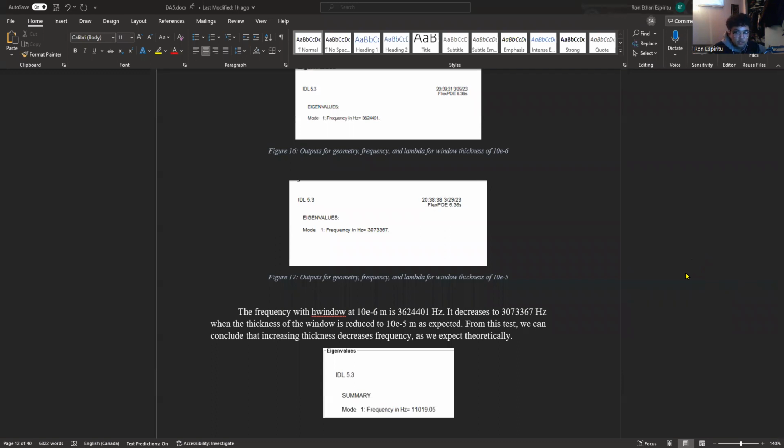We then went on to test how the window thickness changes the resonant frequency, and it was observed that higher thicknesses decrease the frequency. This fits with our understanding that increasing the stiffness of our beam, rather, will decrease the frequency.